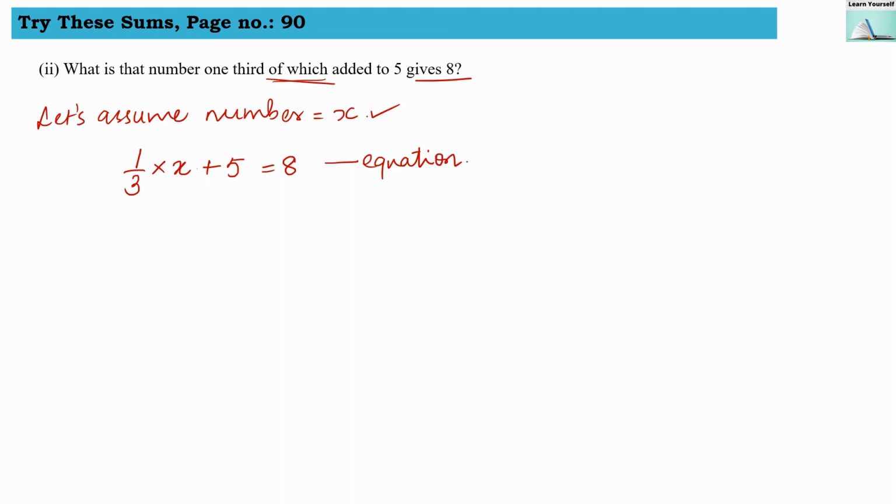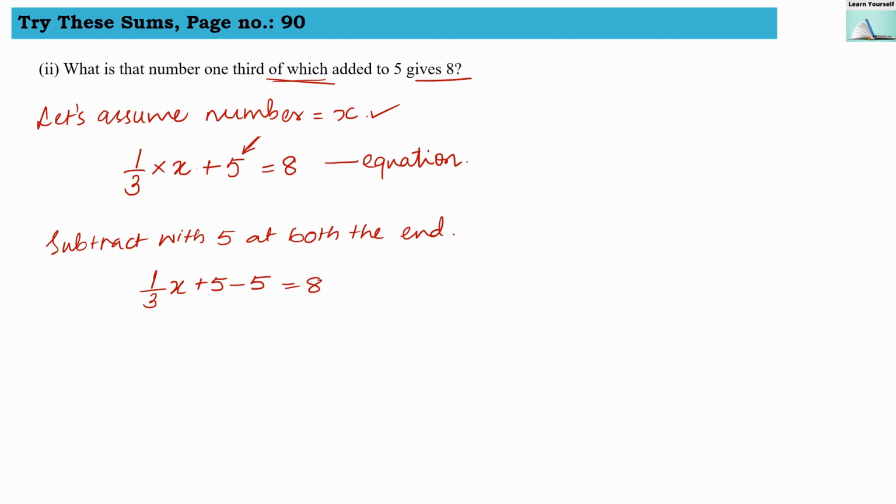First we have to separate the variable and then we are going to find out the value for the x. So now to remove this 5, we have to subtract with 5 at both the end, towards RHS and towards LHS. So 1/3 of x plus 5 minus 5 equals to 8 minus 5. So with both the end, we have subtracted with 5. Now this plus 5 and minus 5 is going to cancel. 1/3 of x equals to, we will get 3.